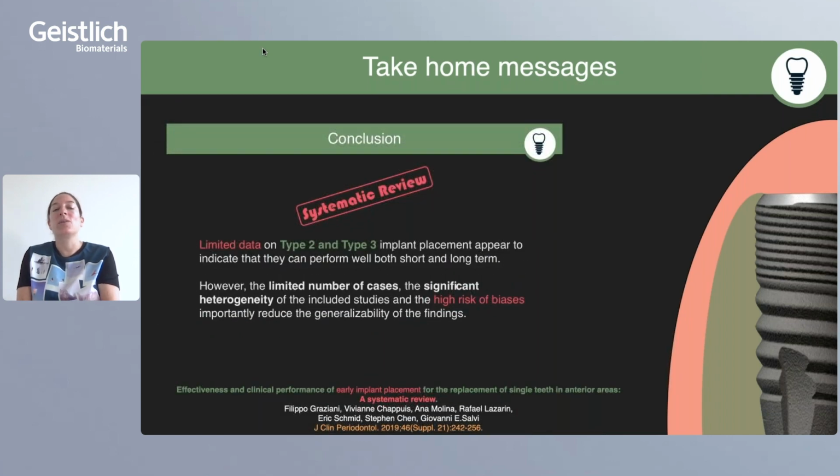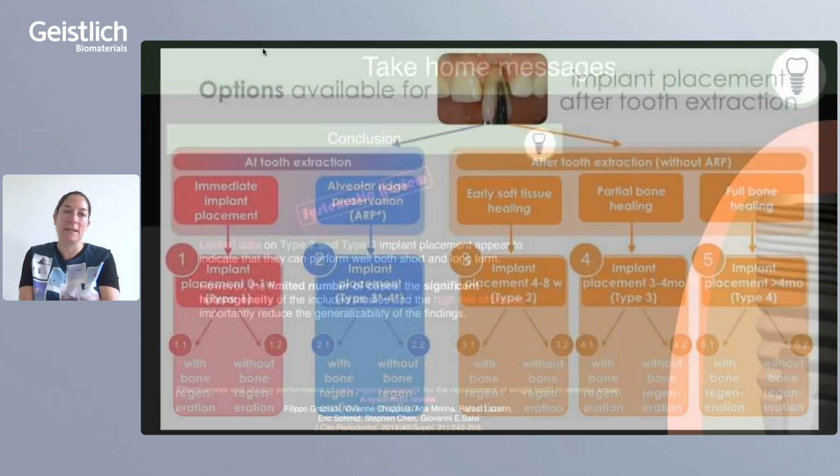And what was the most astonishing, I think, when looking at the clinical data, is that we only have limited evidence for type 3 and type 2 implant placement, and we only have 140 patients or 140 implants that these results are based upon, and that the level of evidence is really very low for these types of implant timing and implant placement.